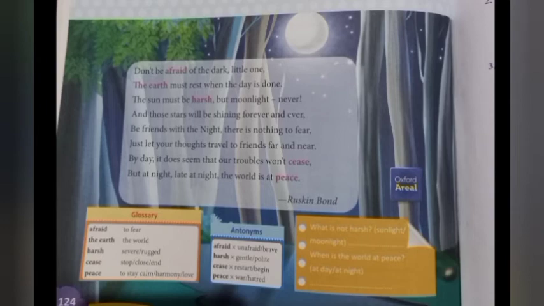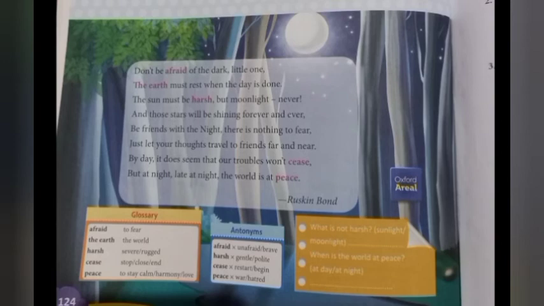Don't be afraid of the dark, little one. The earth must rest when the day is done. The sun must be harsh, but moonlight never. And those stars will be shining forever and ever. Be friends with the night, there is nothing to fear. Just let your thoughts travel to friends far and near. By day, it does seem that our troubles won't cease, but at night, late at night, the world is at peace. Okay, it is written by Ruskin Bond.